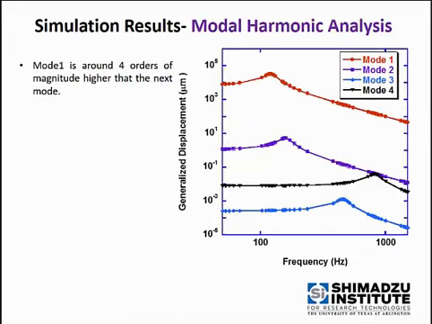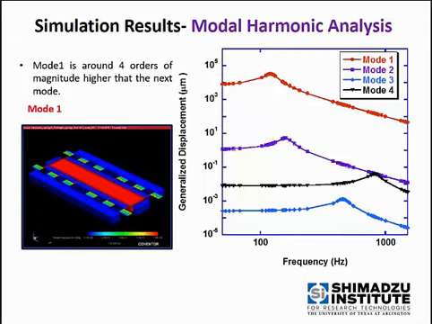Modal harmonic analysis was also performed using CoventorWare software. It shows the generalized displacement of each individual mode with variation of frequency, and from here we can see that our mode 1, which is the desired mode, is 4 orders of magnitude higher than the next closest mode, and the peak is occurring at 120 Hz. This verifies our spring has been designed well to achieve a resonance of 120 Hz.